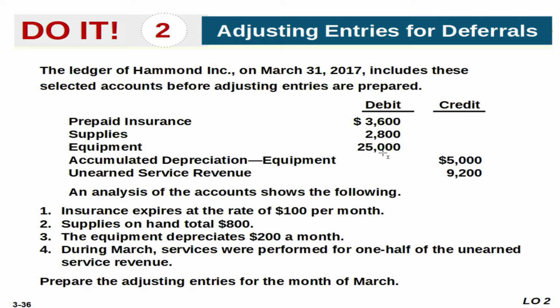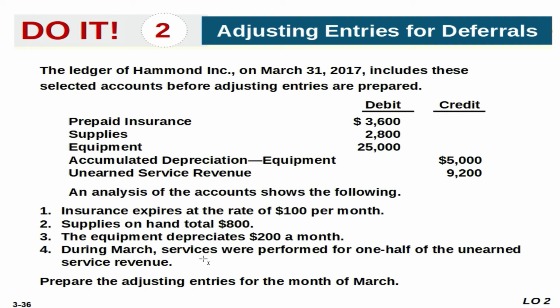This equipment, as you will see later, might have a salvage value of 1, and a useful life of 10 years, and it might be under straight line depreciation, so $2,400 a year, if my math is correct. But anyways, they give us the number, so that's fine and dandy. So we're going to use that 200. That's going to be the number that we're going to use for the adjusting entry.